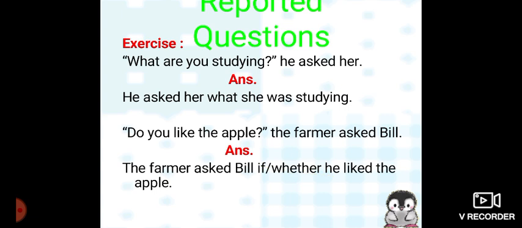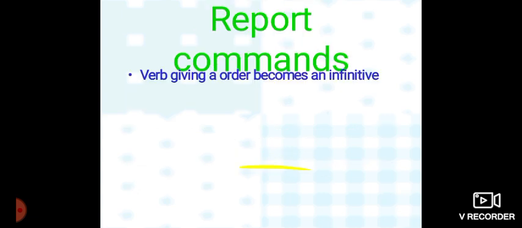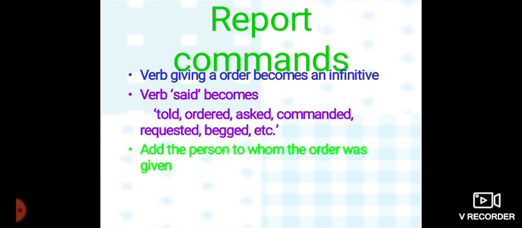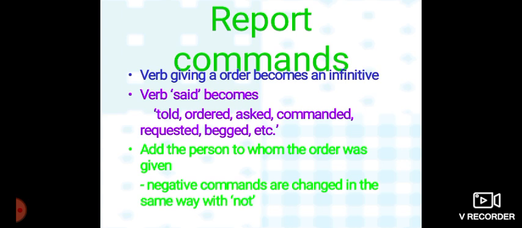So first we are using this for reported commands. The verb giving an order becomes an infinitive. Here, the order we give to someone is called a command. The verb said changes into told, ordered, asked, commanded, requested, begged. These are the words we use to change these sentences. Add the person to whom the order was given. That person we want to add there.